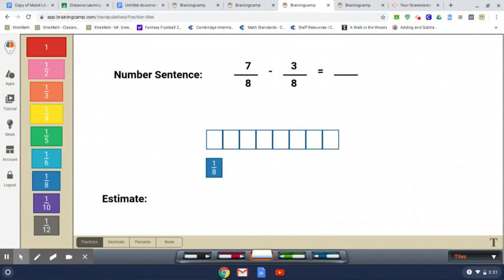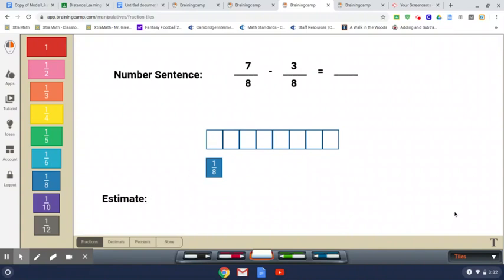If I want to look at that, I have 7/8 of an object. Okay, let's say this is a pizza this time. There's 8 equal slices. We have 7 of them. We're not sure what happened to the other piece. Maybe your little brother came in and ate it. I don't know. But we have 7/8, and we are going to give away or eat or take away 3/8 of that. And it's helpful to do an estimate again.